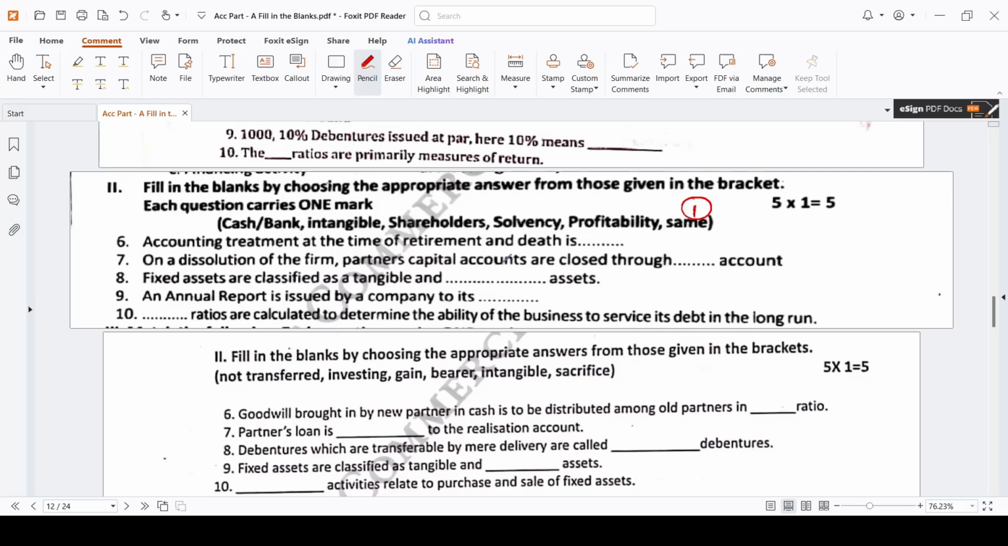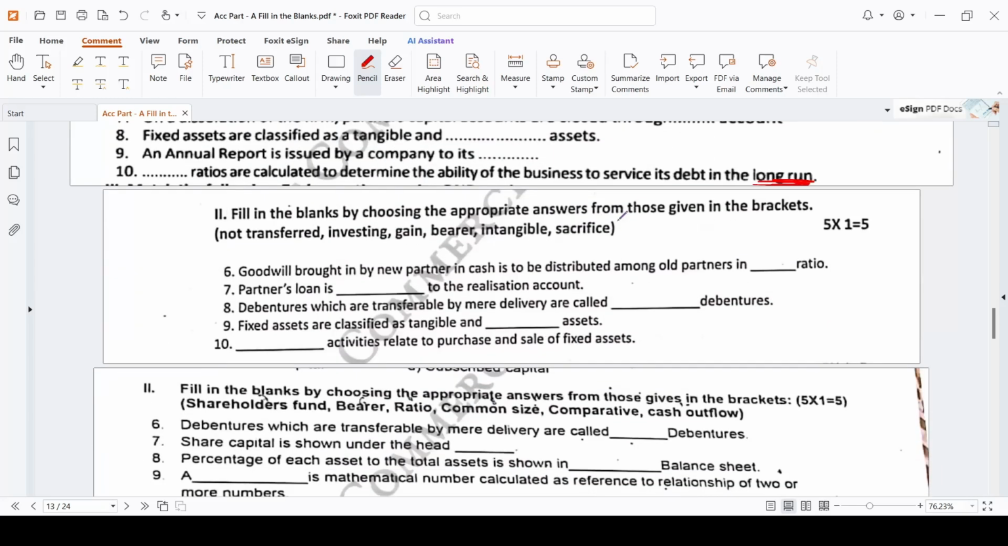On dissolution of a firm, partner's capital accounts are closed through cash or bank account. Fixed assets are classified as tangible and intangible. An annual report is issued by a company to its shareholders. Dash ratios are calculated to determine the ability of the business to service debt in long run. Long run, it is solvency. Short run, it is liquidity. Long run, solvency ratio. This is not profitability.